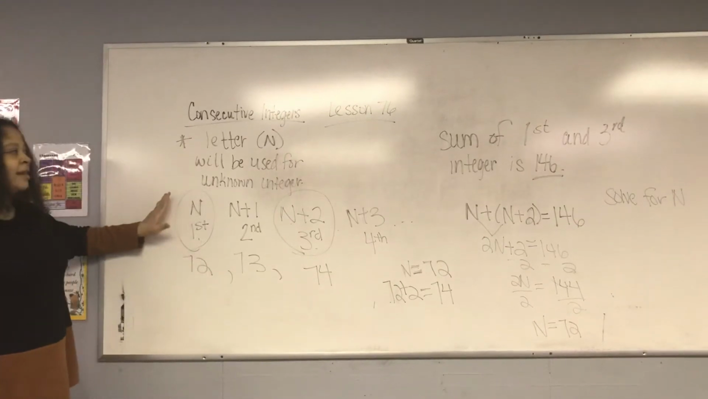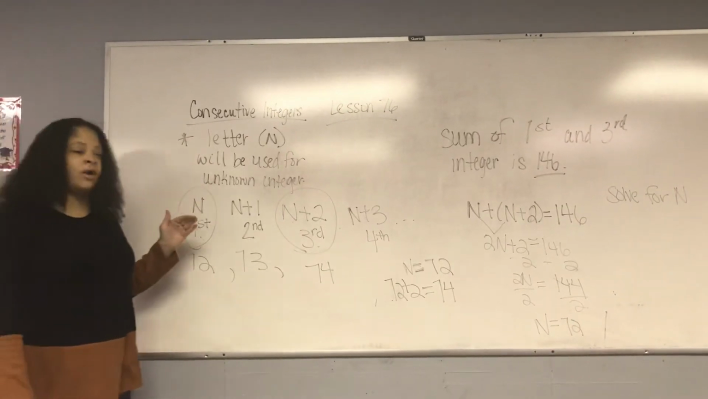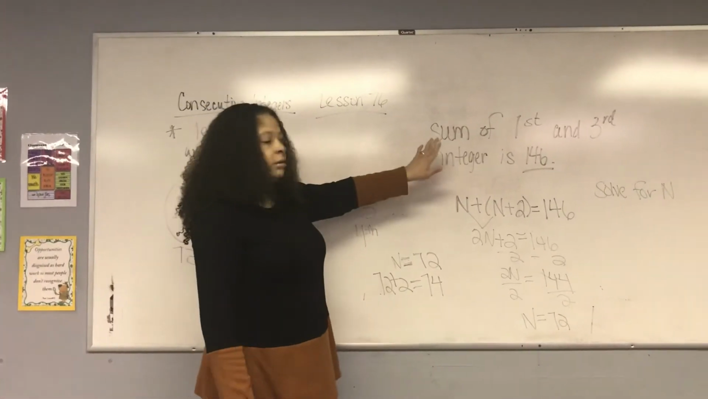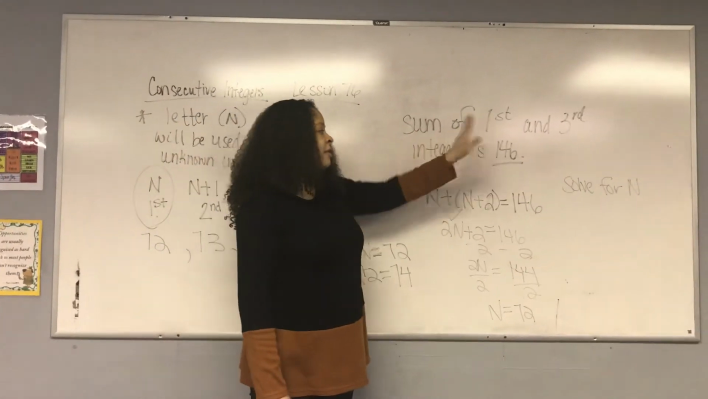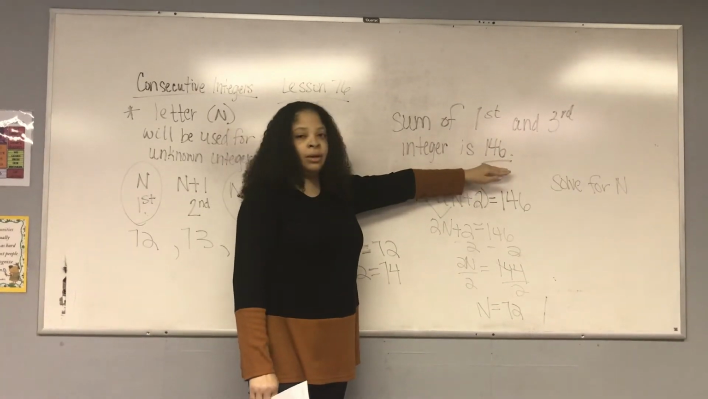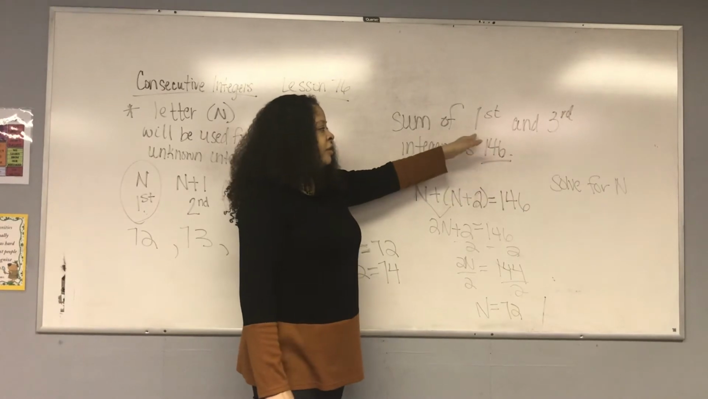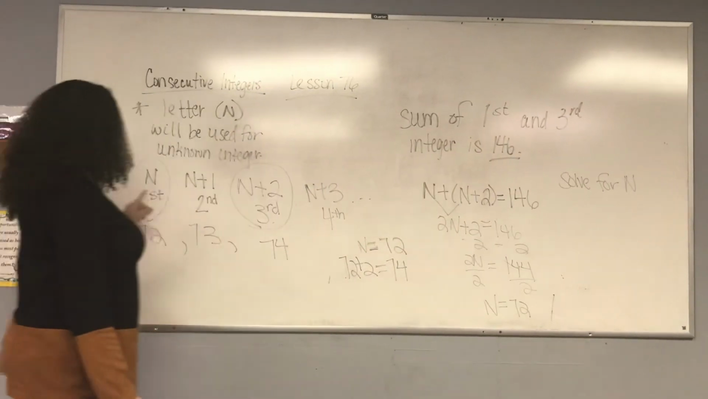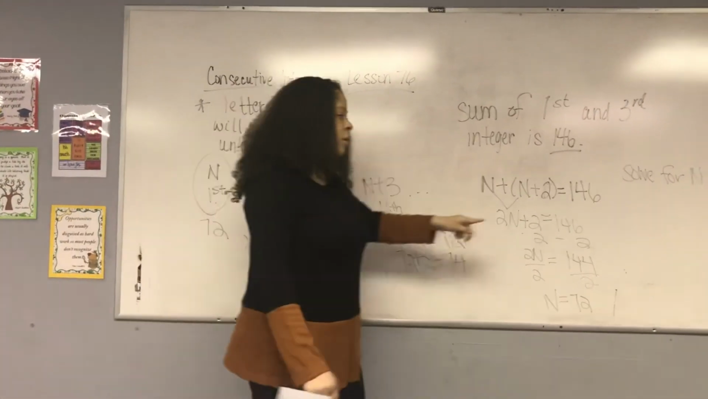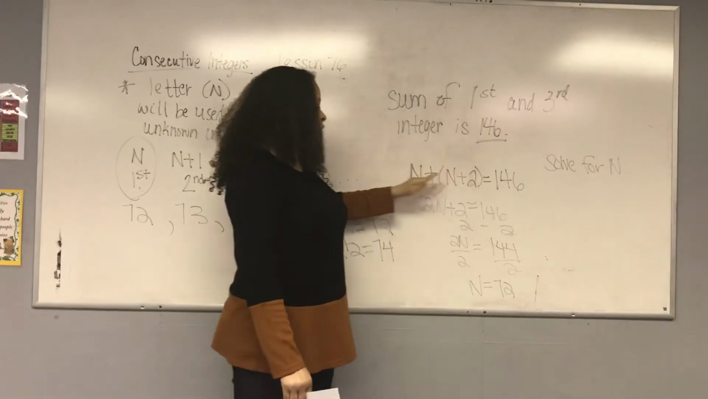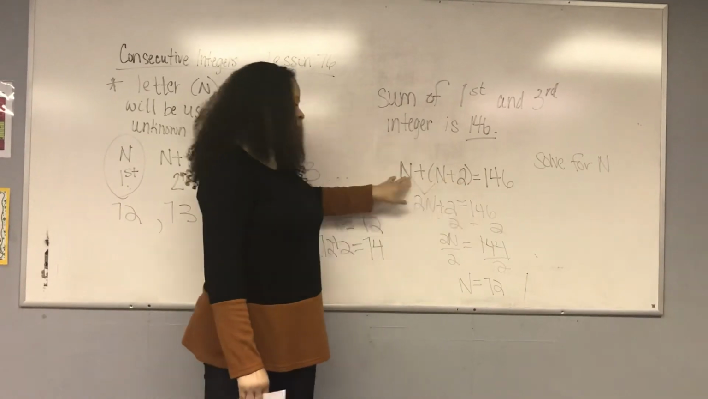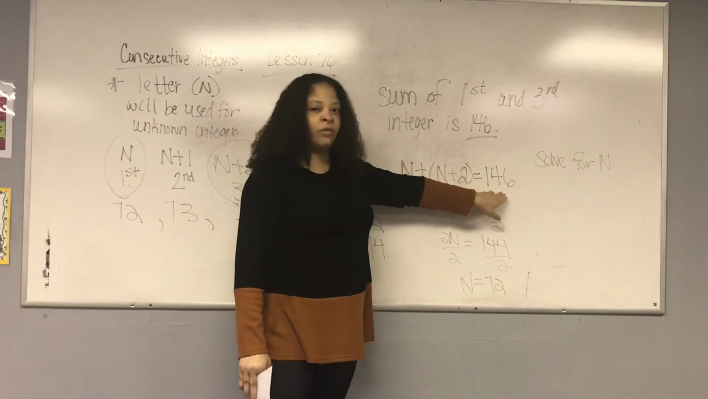So when they're asking for consecutive integers, they're asking for a pattern of numbers, okay? So the question will say the sum of the first and the third integer equals, and then it's going to give you a number. So what you're trying to find is the first and the third integer. So again, you're going to say this is the first integer, this is the third integer, and it's going to equal 146. So you write it out as n plus n plus 2. Okay, so the first and the third is equal to 146.